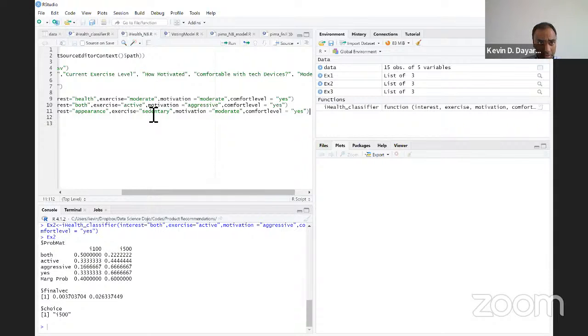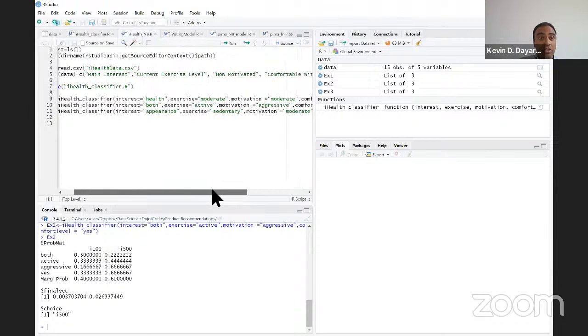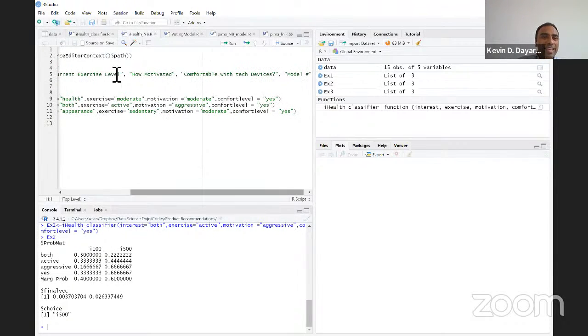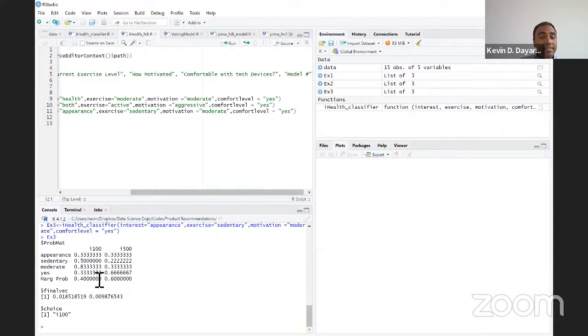And again, right here is another example. This person denotes appearance as their interest. They are more sedentary. They are moderately motivated, but they are also comfortable with tech devices. And you can see here, you run it. In this case, you have the final probabilities, and this time the I-100 wins, and that is the recommended product.